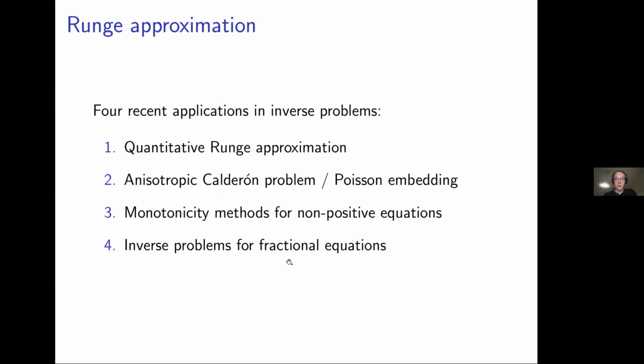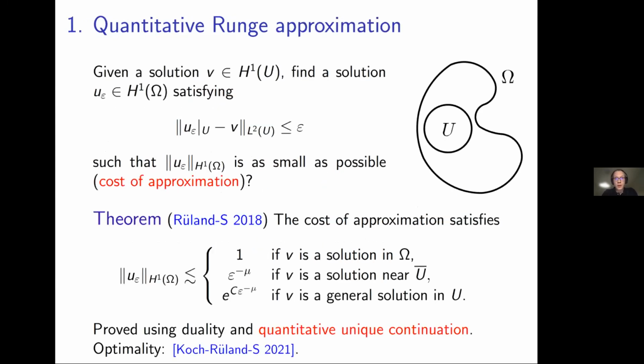Okay, so let's go to this quantitative Runge. Again, we have this basic setup. We have a subdomain U and a bigger domain omega, and we have a solution of a PDE in the subdomain U. We call it V, and given an epsilon, we want to find a solution U epsilon, a global solution of the PDE in omega, so that within U it approximates your profile V up to epsilon accuracy, for instance, in the L2 norm.